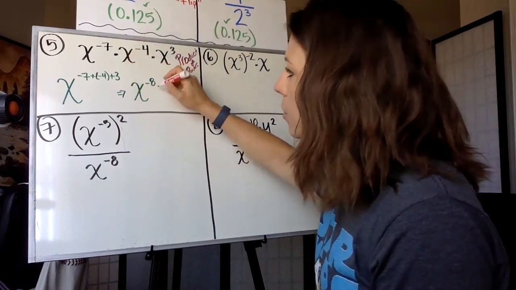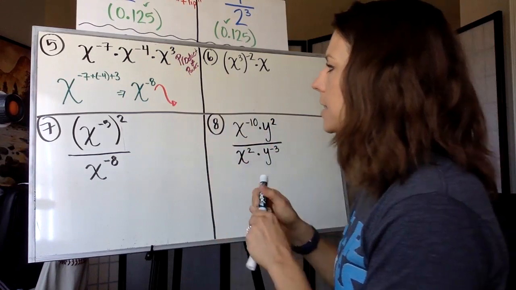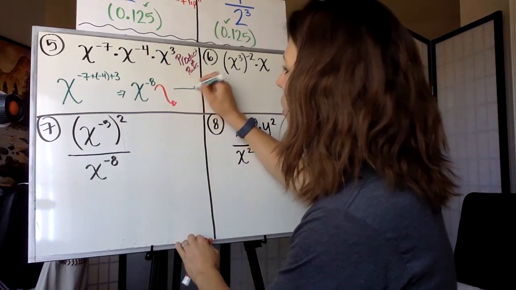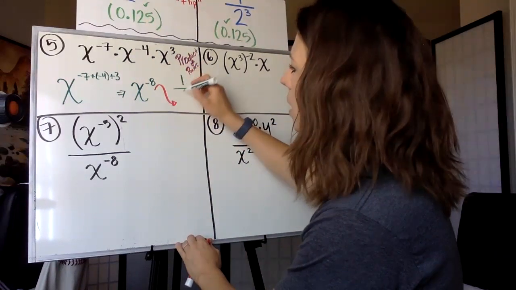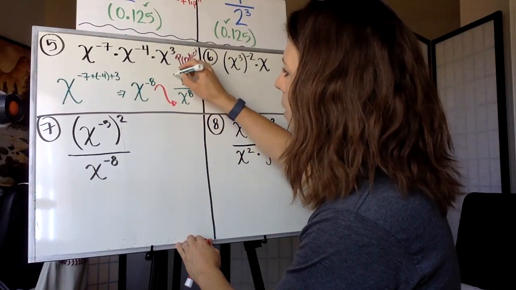There's no fraction bar. So what we're going to do is wave our magic wand and put that x in the denominator. What's left in the numerator? Just a placeholder, 1. And is this still a -8? No, it becomes a +8.